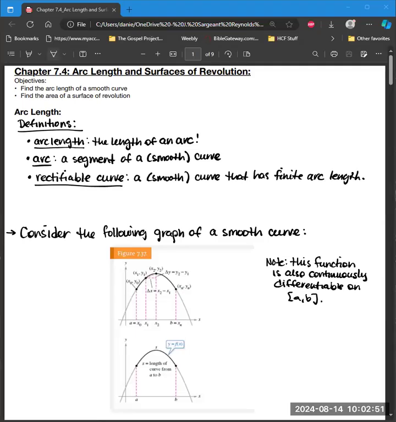In this video, we're going to talk about 7.4, arc length and surfaces of revolution. So our objectives here are to find the arc length of a smooth curve. We won't really define what smooth is right now. We'll get into that later, but we'll just define it in a simple way right now, and find the area of surfaces of revolution.